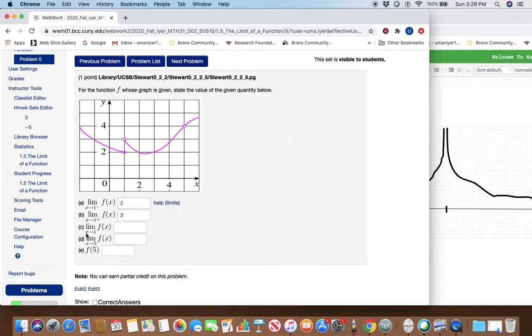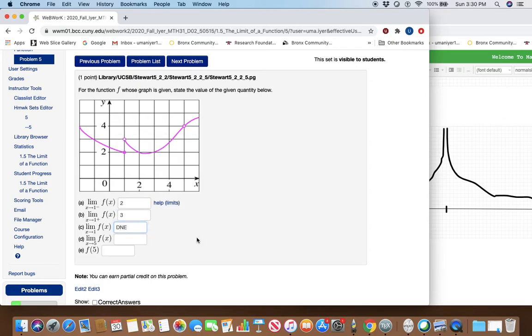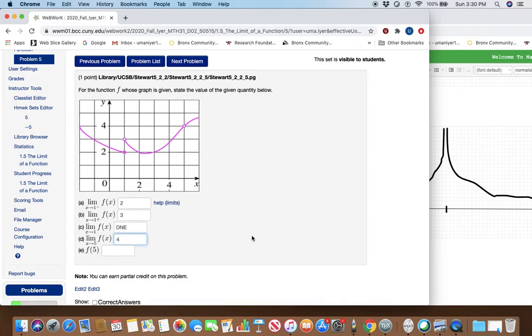So what about the limit as x approaches 1? Well, the two limits do not agree, so it does not exist. What about 5? 1, 2, 3, 4, 5 here. The left-hand limit approaches 4. The right-hand limit approaches 4. So the limit is 4.